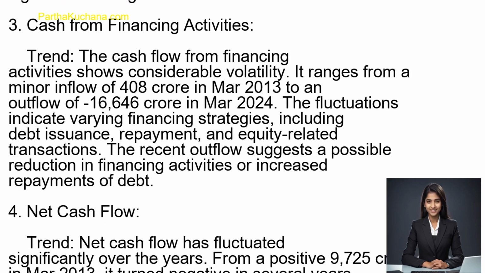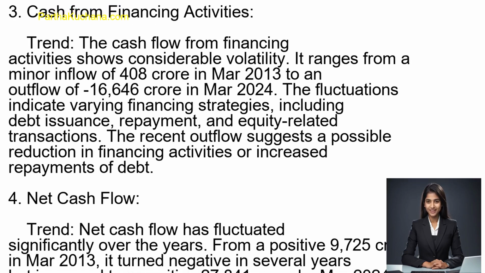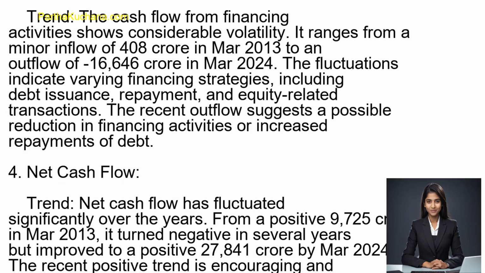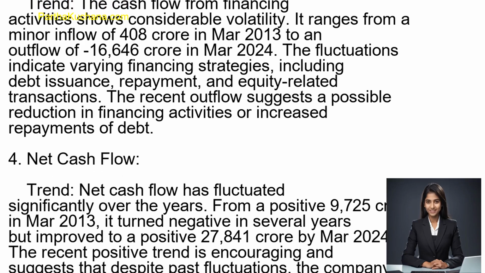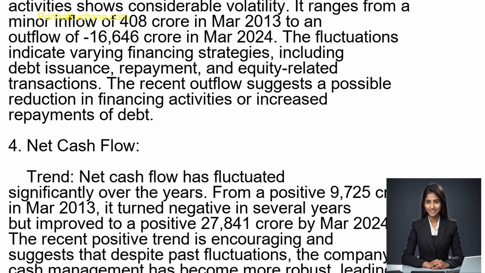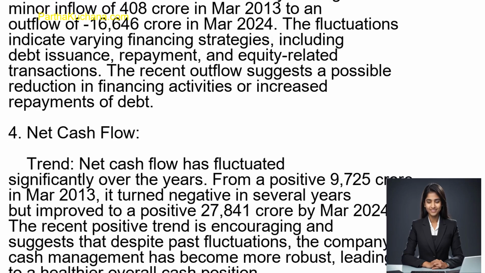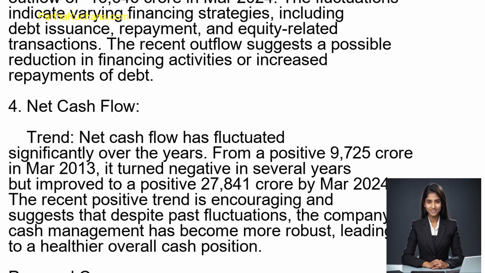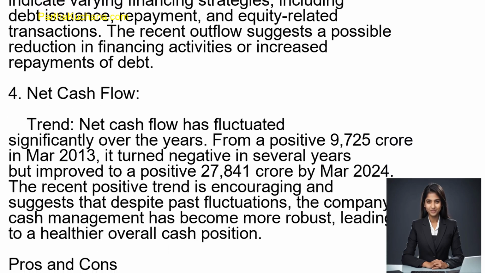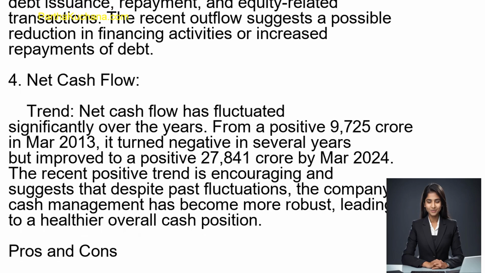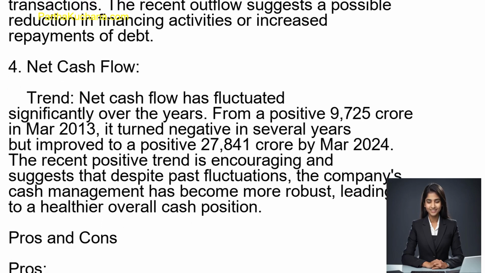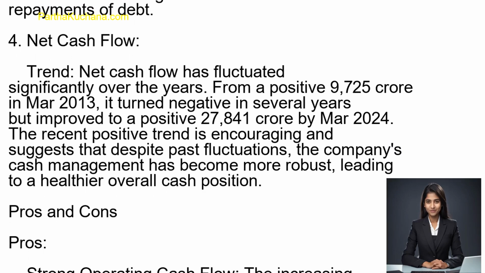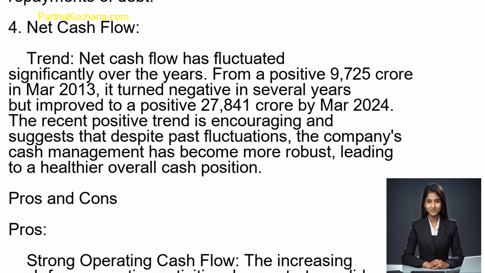4. Net cash flow. Trend: net cash flow has fluctuated significantly over the years. From a positive 9,725 crore rupees in March 2013, it turned negative in several years but improved to a positive 27,841 crore rupees by March 2024. The recent positive trend is encouraging and suggests that despite past fluctuations, the company's cash management has become more robust, leading to a healthier overall cash position.